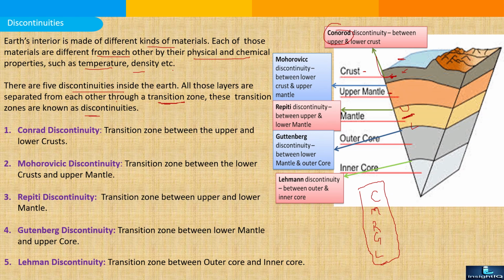So next one is Gutenberg discontinuity. This one is a transition zone between the lower mantle and outer core. So here is core, here is mantle. So again there are property changes, so a discontinuity occurs. Then next one is Lehmann discontinuity. Lehmann discontinuity is between the outer core and inner core, because as we discussed in the previous slide, the outer core and inner core properties change.